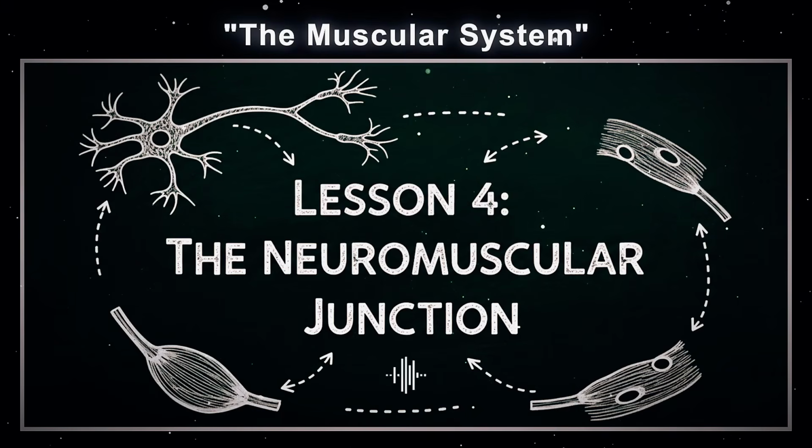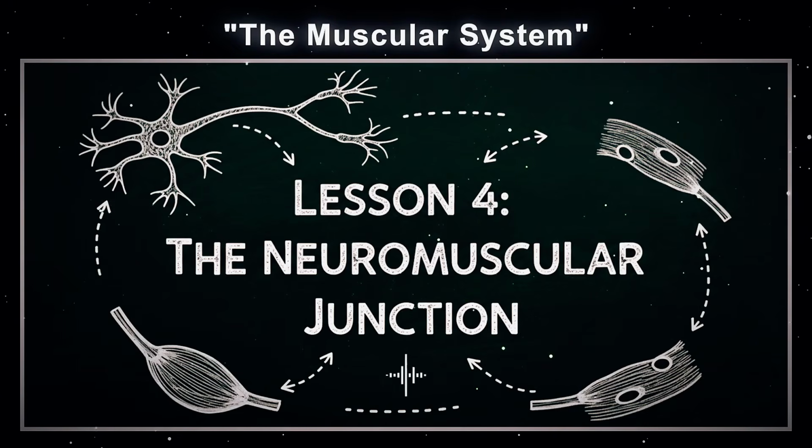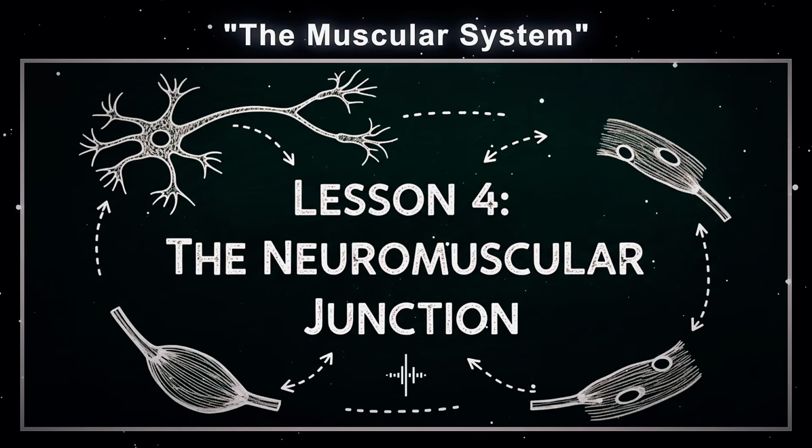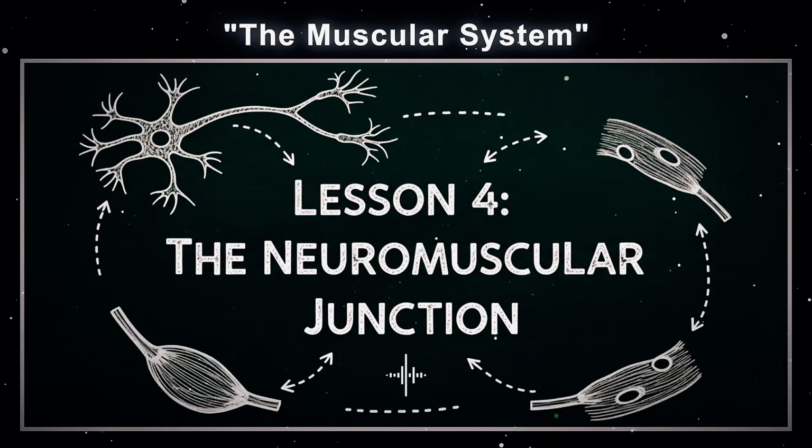Now, a chain reaction begins. This local spark at the motor end plate triggers voltage-gated channels nearby on the sarcolemma, the muscle skin. A new action potential is born. This wave of electricity sweeps away from the junction, racing across the surface of the muscle fiber in all directions, like ripples in a pond after a stone is thrown. It is this wave that will eventually dive deep into the cell to trigger the contraction we discussed earlier.